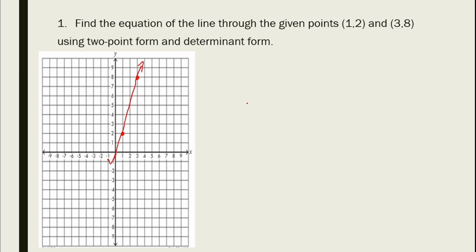So let's have first the two-point form. The given points are (1, 2) and (3, 8). Let's name these x sub 1, y sub 1, and x sub 2, y sub 2. Take note, we could interchange these; this part could be our x sub 1, y sub 1, or this part could be our x sub 2, y sub 2. It's up to you which is your x sub 1 or x sub 2. So we have the formula y minus y sub 1 is equal to y sub 2 minus y sub 1 over x sub 2 minus x sub 1 times x minus x sub 1.